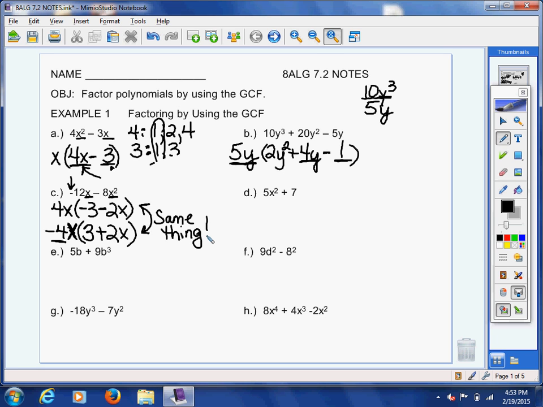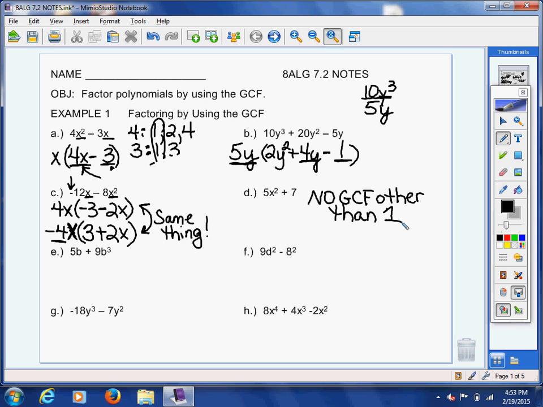Okay? Let's look at letter D. We're looking to see if there's a common factor, GCF, of 5x squared and 7. Well, I can already tell you the greatest common factor of 5 and 7: they are both prime. The greatest common factor is 1. And there are only x's in the first term, not in the second term. This does not have a GCF. There is no GCF other than 1.